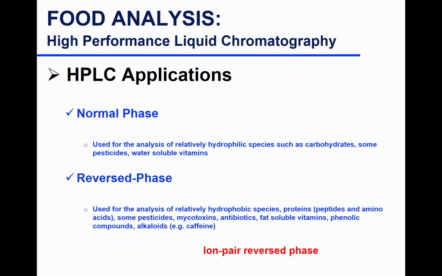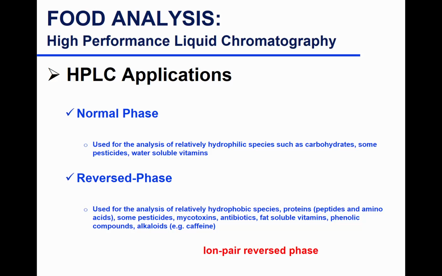And the reverse phase is the opposite. So mostly relatively non-polar compounds will interact with a non-polar stationary phase, and therefore you get separation. So you have non-polar pesticides, peptides and amino acids. Some peptides can be hydrophilic though. They might not be perfectly separated with the reverse phase. Mycotoxins, antibiotics, again, there are a series of different types of mycotoxins and antibiotics, or those that are mostly non-polar. Fat-soluble vitamins, phenolic compounds, and alkaloids such as caffeine. That's why we use reverse phase for caffeine.